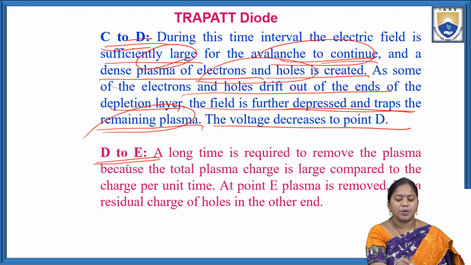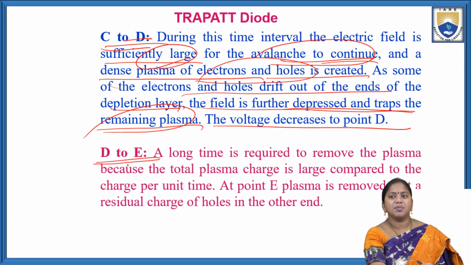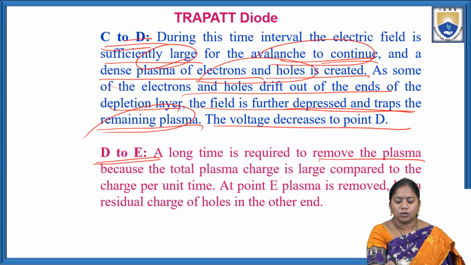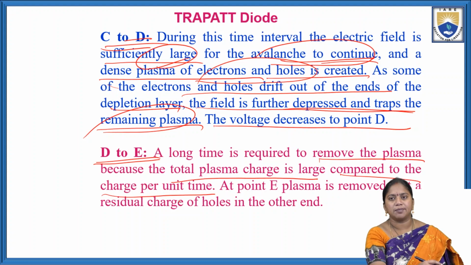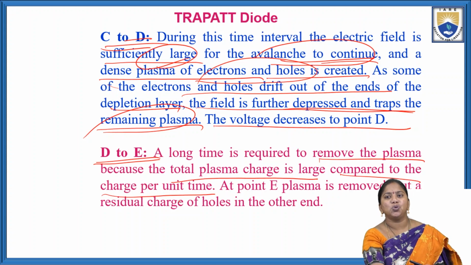Then coming to D to E, a long time is required to remove the plasma, because the total plasma charge is large compared to the charge per unit time. That's why it takes more time to remove the plasma.